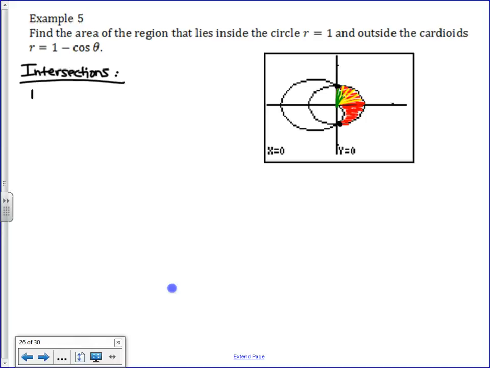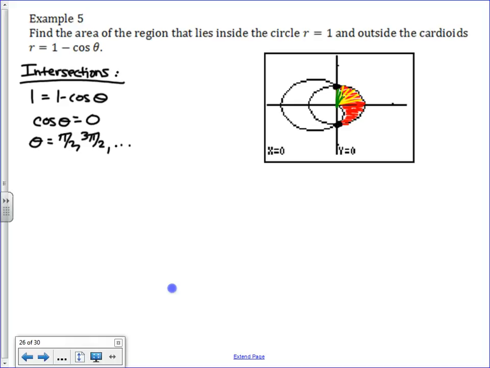And if I set r1 equal to r2, I'm going to end up with cosine of theta equals 0. Well, when is that true? That's true when theta is equal to pi over 2, 3 pi over 2, etc. Do you see those intersections reflected in the graph? Yes, we do. Those intersections are reflected in the graph.